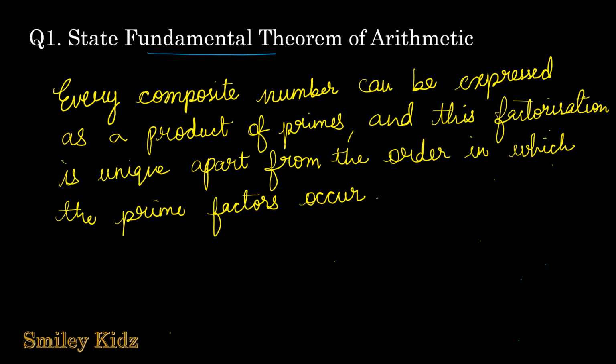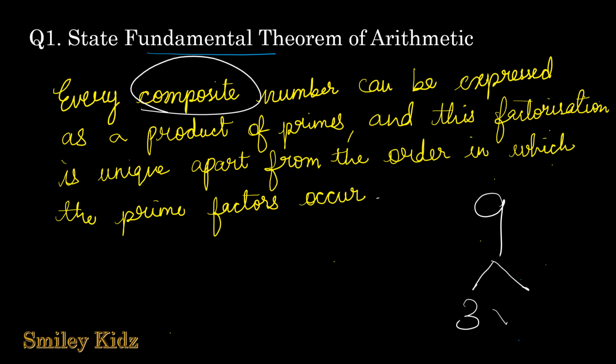Let's recall what is fundamental theorem of arithmetic. It states that every composite number, let's suppose say 9, it is a composite number. It can be expressed in the product of primes as 3 times 3. Now 3 is a prime number, so every composite number can be expressed as the product of primes, and this factorization is unique apart from the order in which the prime factors occur.